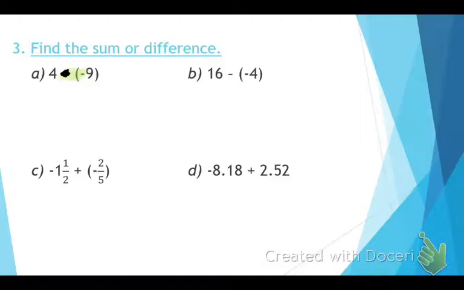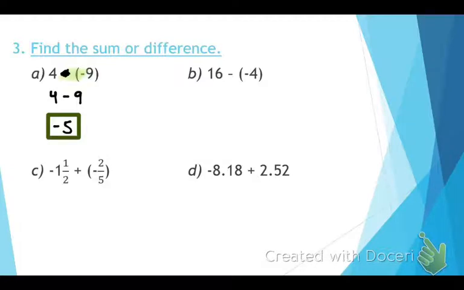Now, reading from left to right, what is still left there, class? 4 minus 9. Zariana, what is 4 minus 9? Negative 5. Okay, take the sign of the larger number. Negative 5 is correct. Let's go on to the next one.